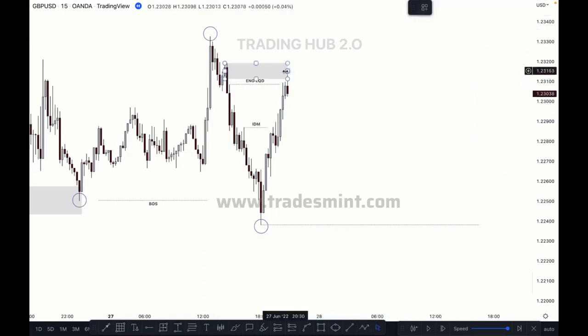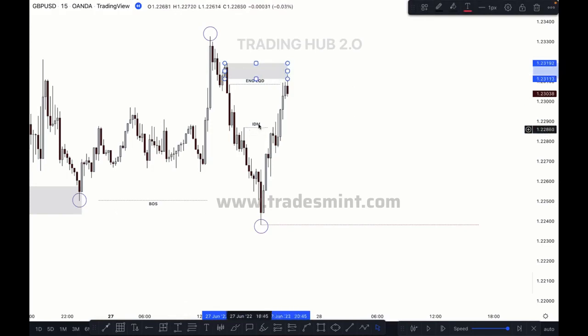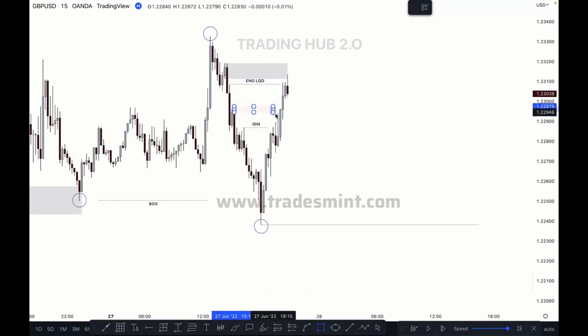So once the market mitigates this engineering liquidity, or if the market does not tap the engineering liquidity, takes out the inducement and mitigates something here and then shows some reaction, the same rule will be applied. Let's see how the market reacts when it mitigates a supply zone. So let's switch to the lower time frame.